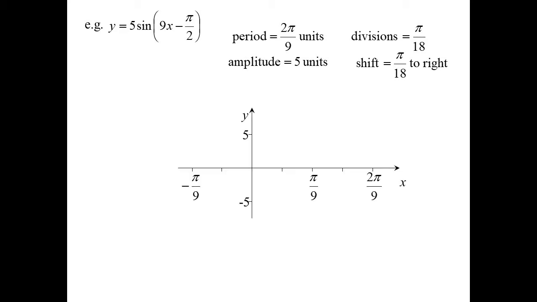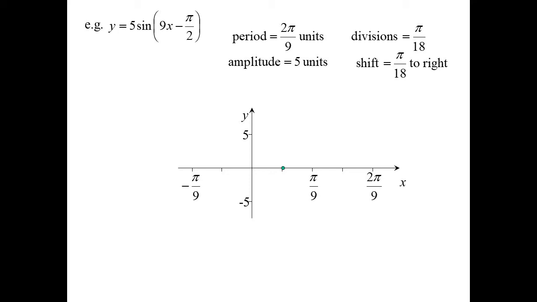All right, so let's draw it up. There's some axes. Amplitude, 5, minus 5. I'm going to mark off every pi on 18. It doesn't mean I have to label all of those. So you notice I've only labelled every second one. So pi on 9, 2 pi on 9 and so on. My sine curve would normally start at the origin. But this one is shifted pi on 18 to the right. So the first point I'm going to plot is there at pi on 18.